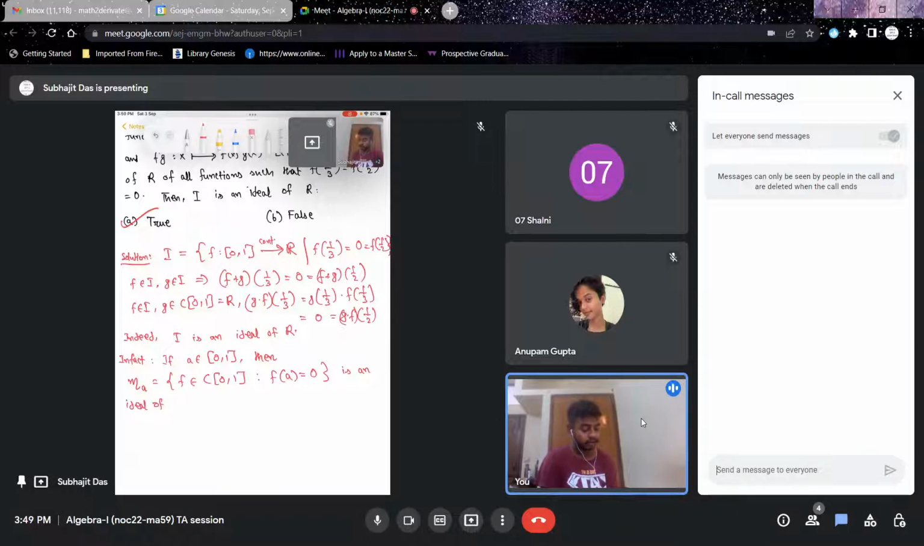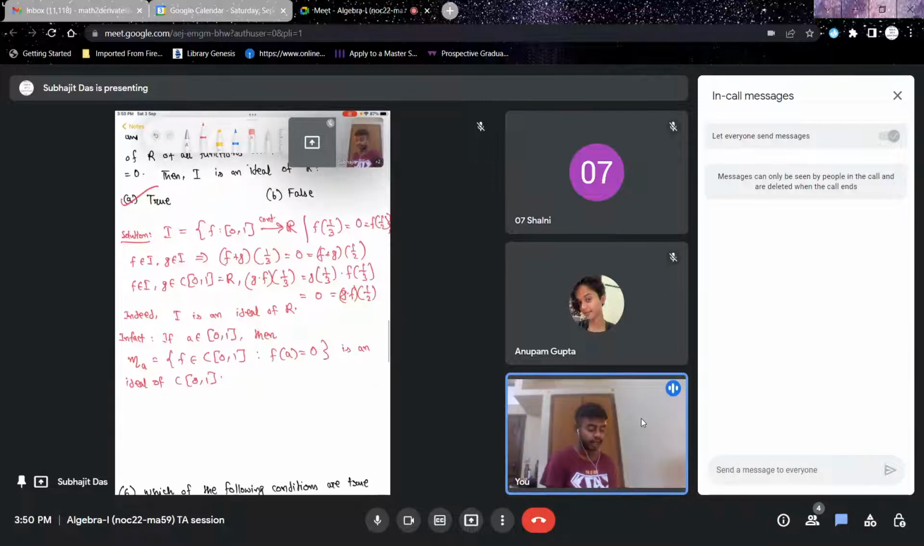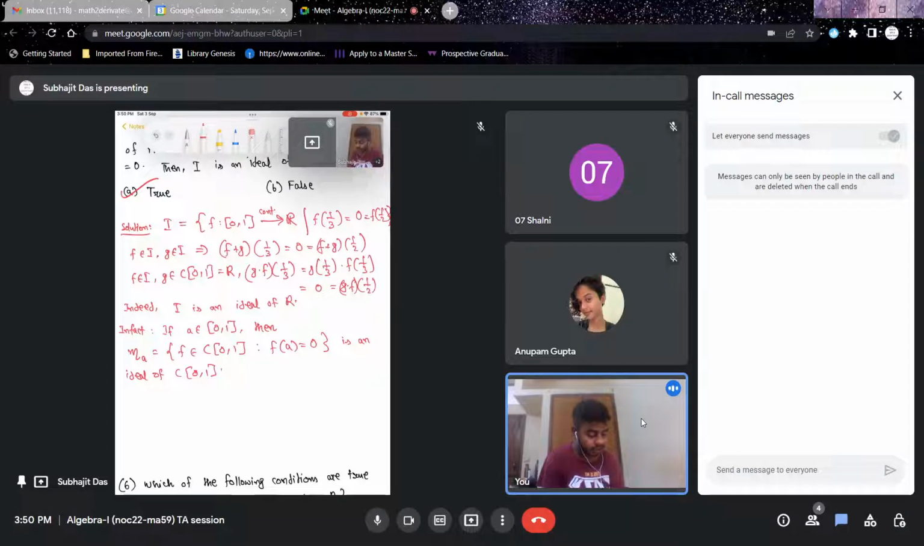This is an ideal of C[0,1], right? And what is our given ideal I? I is precisely the intersection of m_{1/3} and m_{1/2}, right? Now m_{1/3} and m_{1/2} are ideals, so their intersection will also be an ideal, right? And that's it. Have you studied about maximal ideals?